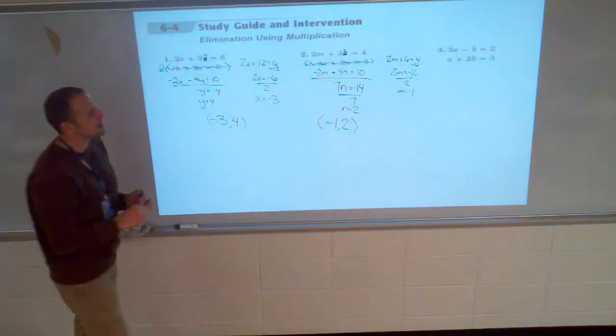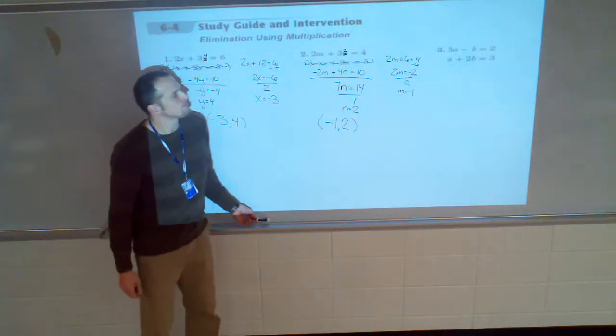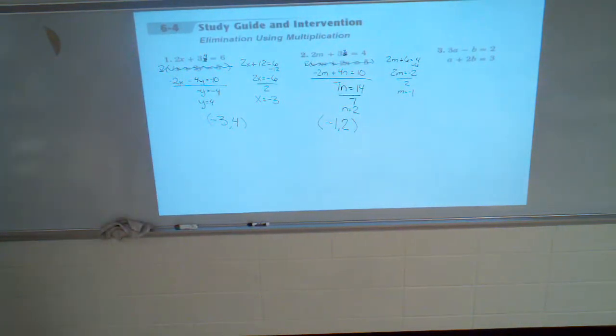I would like everybody to try number 3. Number 3, there are two options. If you want to, you could multiply the bottom one by 3 so you can eliminate your a's. Or you could multiply the top one by 2 so that you can eliminate your b's.